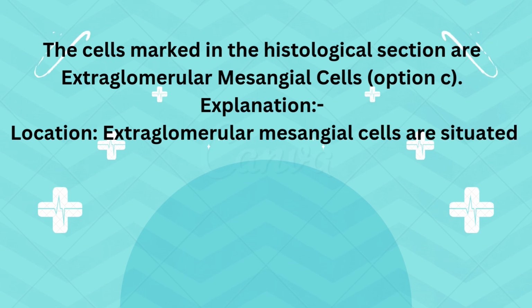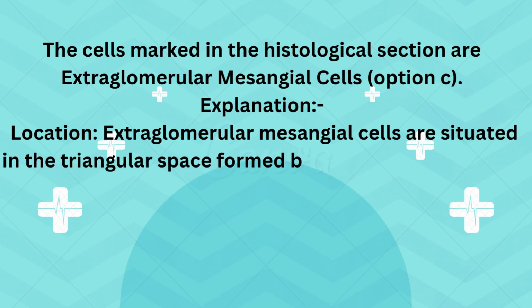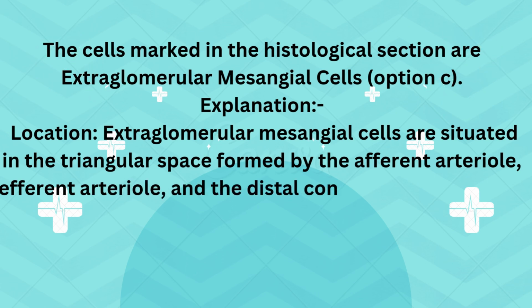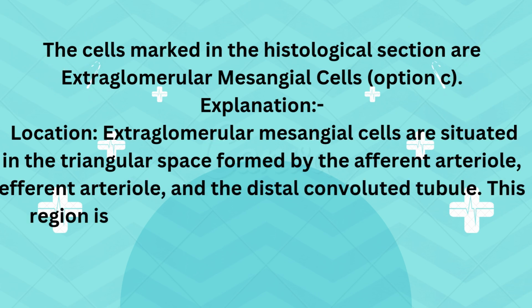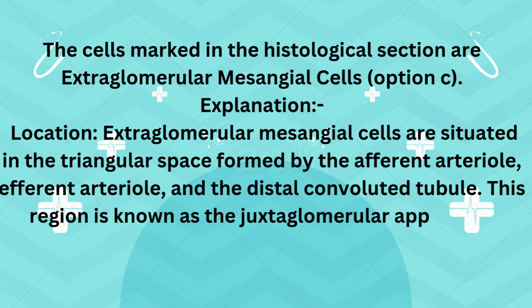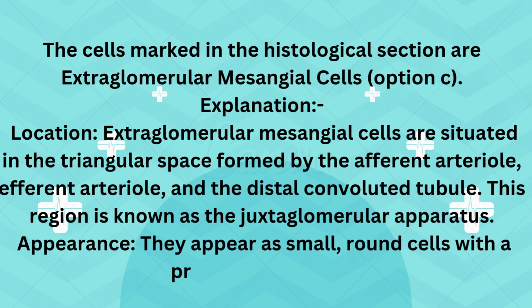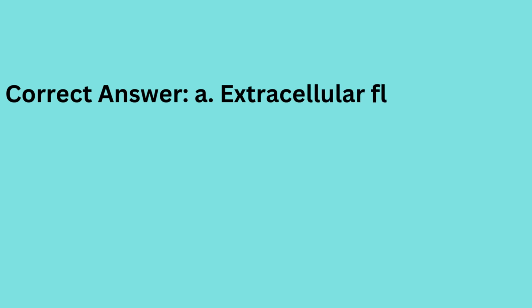Explanation. Location: extraglomerular mesangial cells are situated in the triangular space formed by the afferent arteriole and the distal convoluted tubule. This region is known as the juxtaglomerular apparatus. Appearance: they appear as small, round cells with a prominent nucleus.